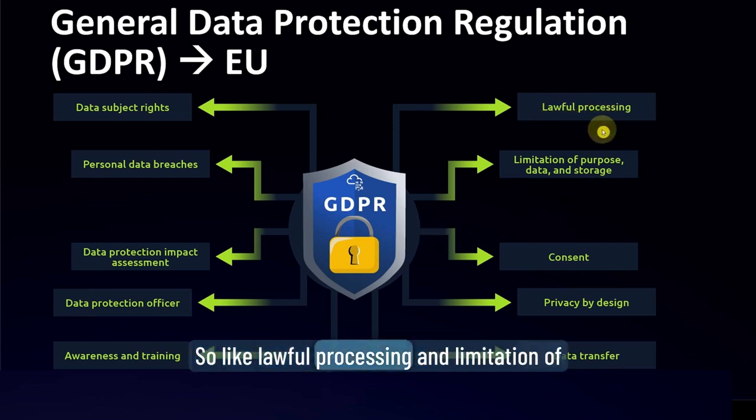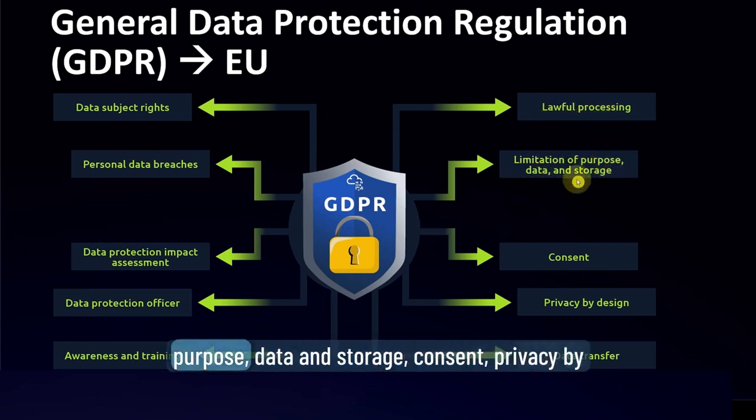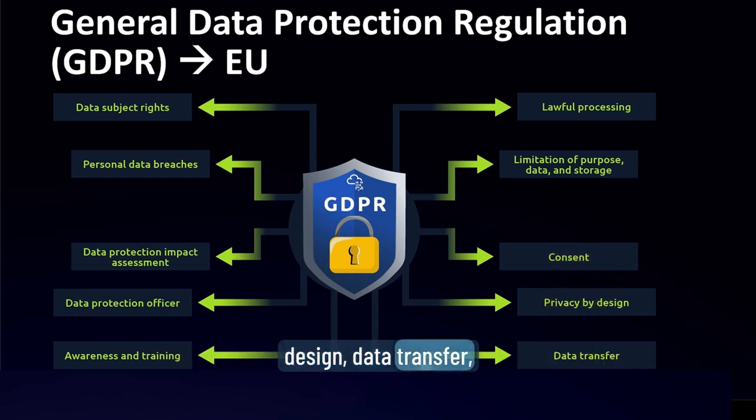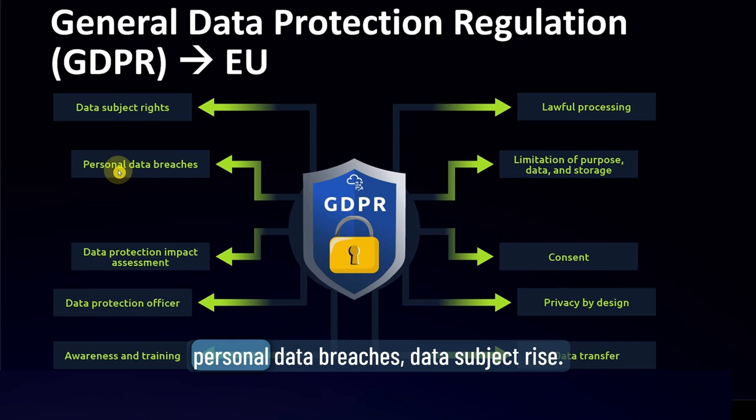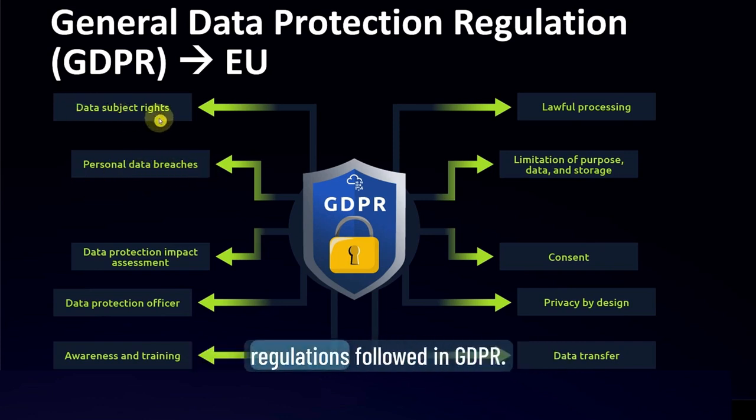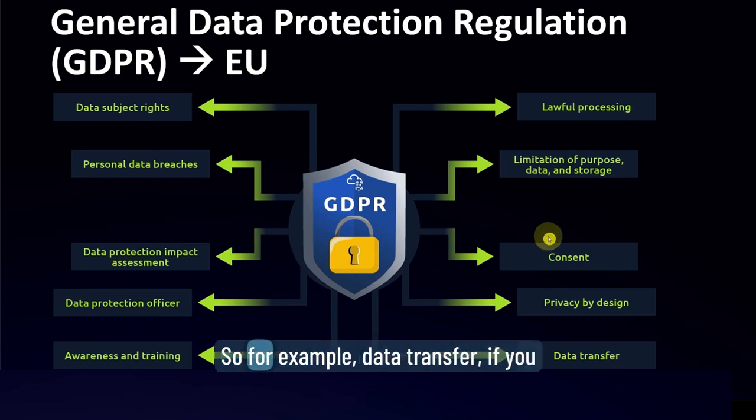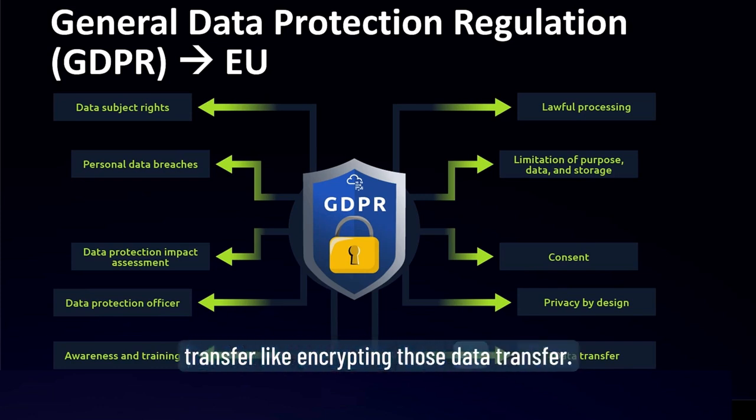Like lawful processing and limitation of purpose, data and storage, consent, privacy by design, data transfer, awareness and training, data protection officer, data protection impact assessment, personal data breaches, data subject rights. So these are all the regulations followed in GDPR. So for example, data transfer. If you are going to transfer any data, you need to have more security for that data transfer, like encrypting that data transfer.